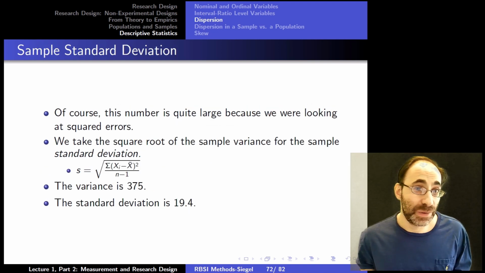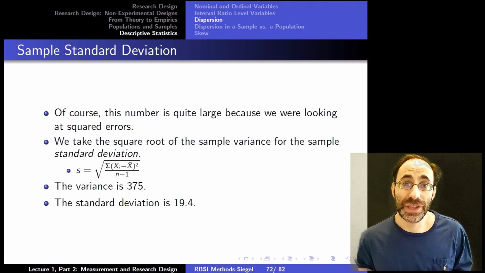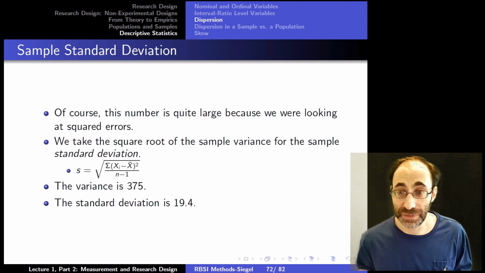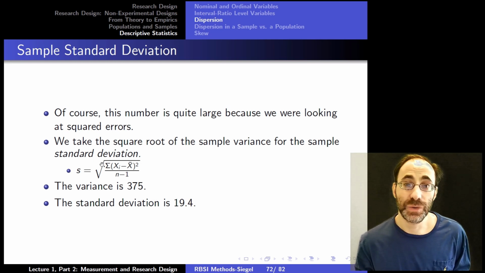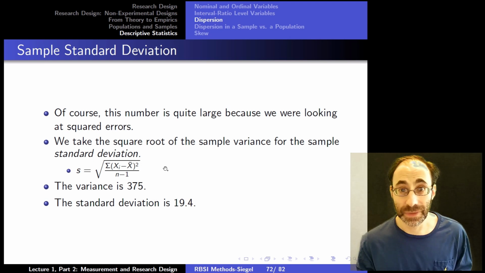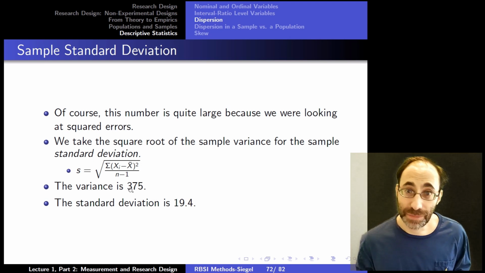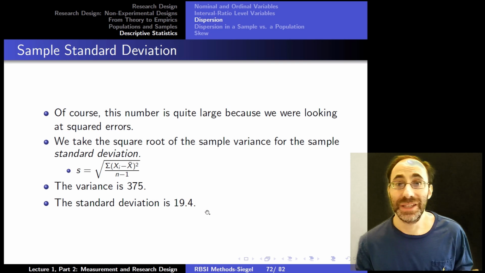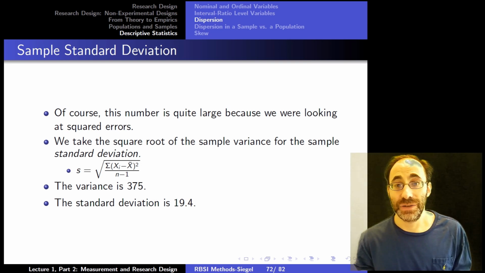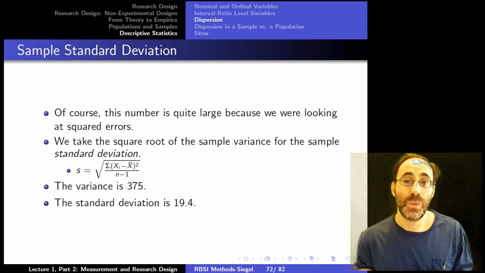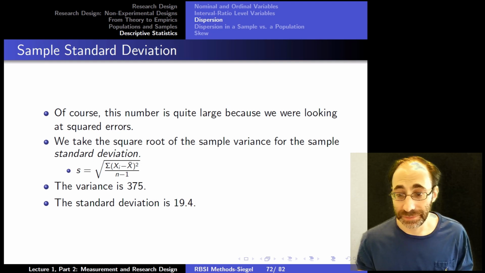Now, it's a pretty big number, and often we don't want to work with such big numbers, so we can also take the square root of s squared, the sample variance, to get the sample standard deviation, which we call s. So s is just the square root of s squared. If the variance was approximately 375, the standard deviation is approximately 19. So 19 is a number much more in line with the numbers in the actual data, so we can get a sense about how wide the dispersion of the variable is, of our sample, by using the standard deviation.